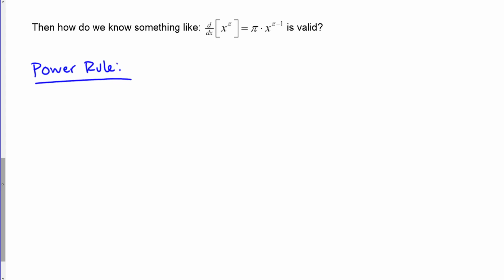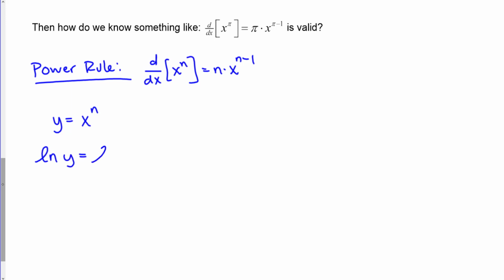The power rule is the derivative with respect to x of x to the n is n times x to the n minus 1. We know this is true for positive integers. We want to know if this is true for all types of real numbers n. So let's try it. Let's see what happens if we just let y equal x to the n. N can be any kind of real number. We're going to evaluate this with logarithms. So I'm going to use logarithmic differentiation to come up with this answer.